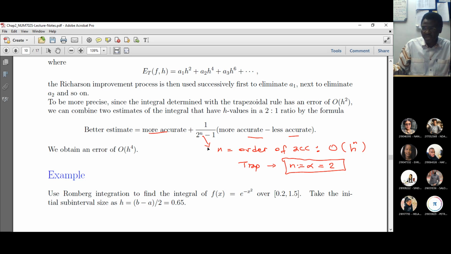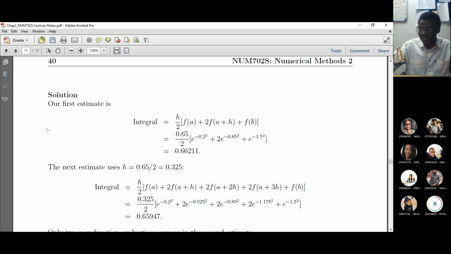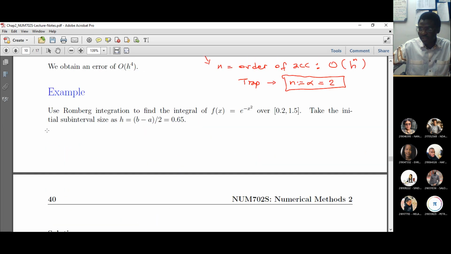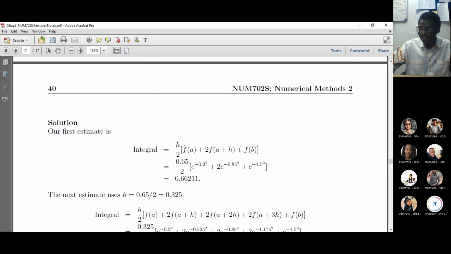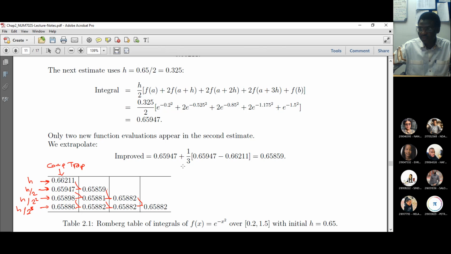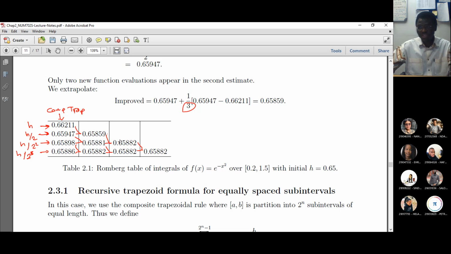So that's why we divide by 3, because 2 squared is 4 minus 1, 3. So that's why in the formula here you will be getting 3 in the denominator. Here, this one, this 3. So this is what I asked you to check last time.